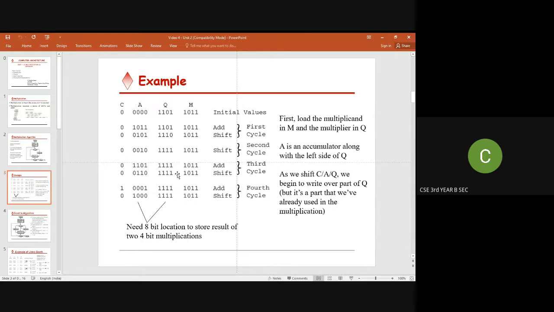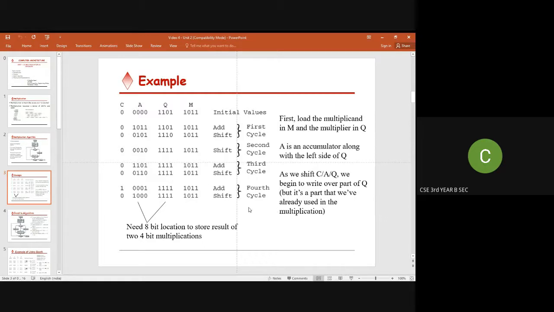The next one, what is the Q naught value here? Q naught value is 1. Then we have to do the addition operation as well as the shift operation. In the addition operation, we add A, this 0010, with M, 1011. By adding these two values, we get 1101. And now we have to do the shift operation. This third cycle gets over. Now we check the Q naught value. Again it is 1, so we have to add and shift.